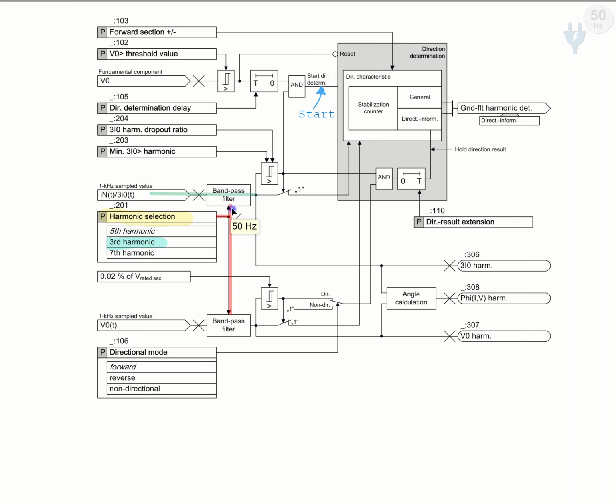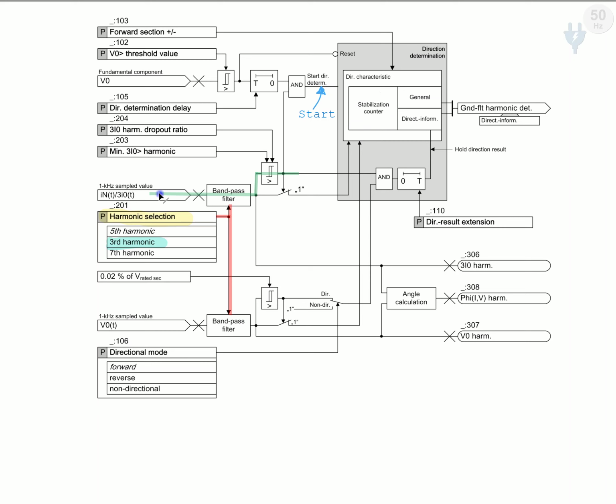Now the third harmonic of the zero sequence current is supplied to this threshold block. When it goes beyond the threshold, these thresholds we will discuss later on. But let's consider that when it passes the threshold, the output of this threshold block is supplied in three ways. One goes to start, another goes to holding the direction result, and the main one goes to the direction characteristic block inside this operational block.